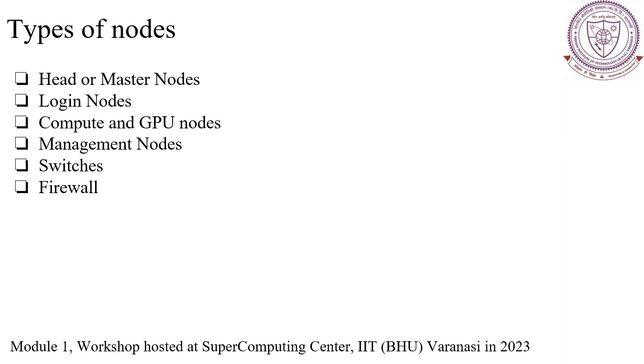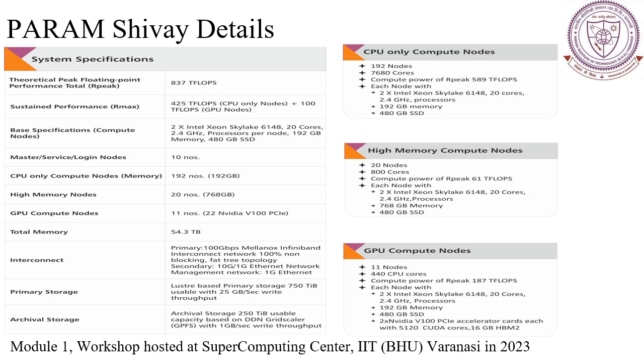Let's see the specifications of our PARAM Shivay system. This is the system specification, where the first one you are able to see in this diagram is the theoretical peak floating point performance, that is Rpeak. So what does it mean? The theoretical peak floating point performance, that is Rpeak, of a computer system is the maximum number of floating point operations that the system can perform in 1 second.